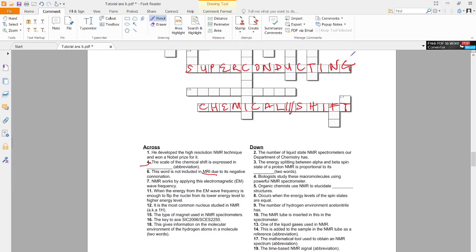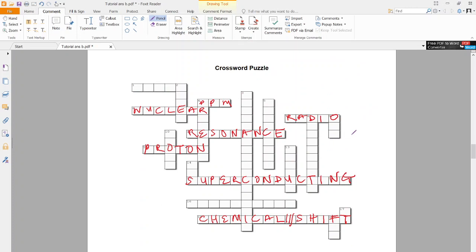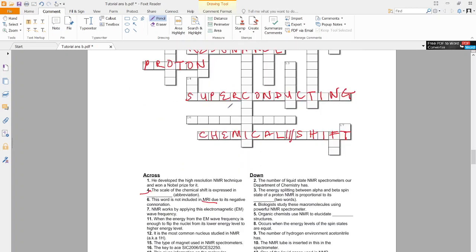Okay, and let's go here. The number of liquid state NMR departments has. Well, what can you actually fit here? I can only think of three. We have 3.